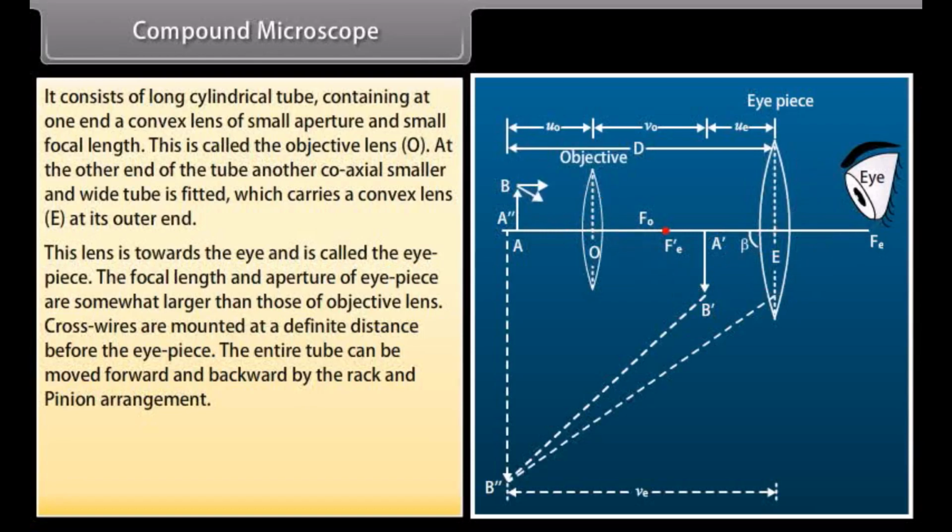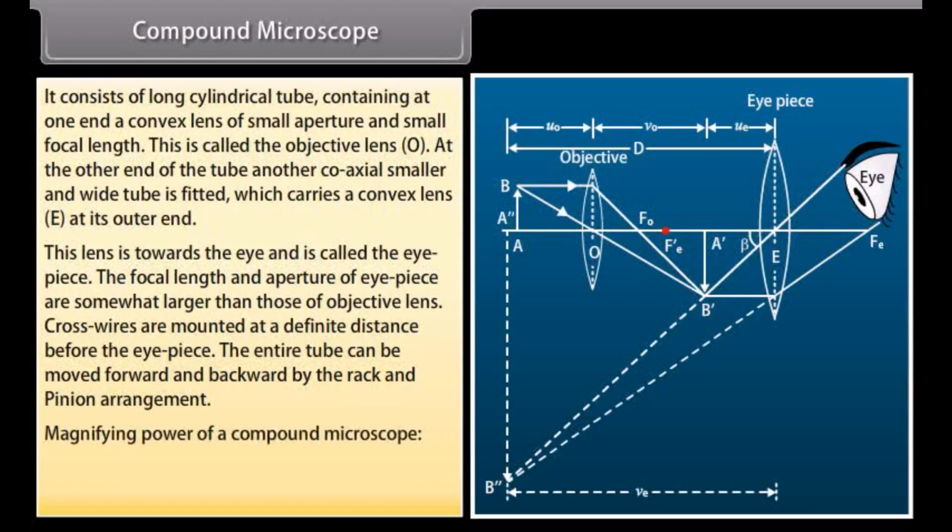Cross wires are mounted at a definite distance before the eyepiece. The entire tube can be moved forward and backward by the rack and pinion arrangement. Magnifying power of a compound microscope. M is equal to minus V0 upon U0 into D upon Fe plus D upon Ve. Signs here have already been put.